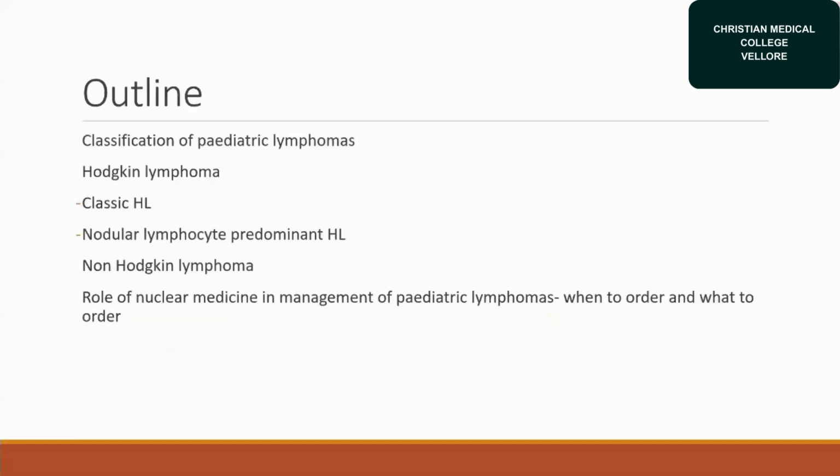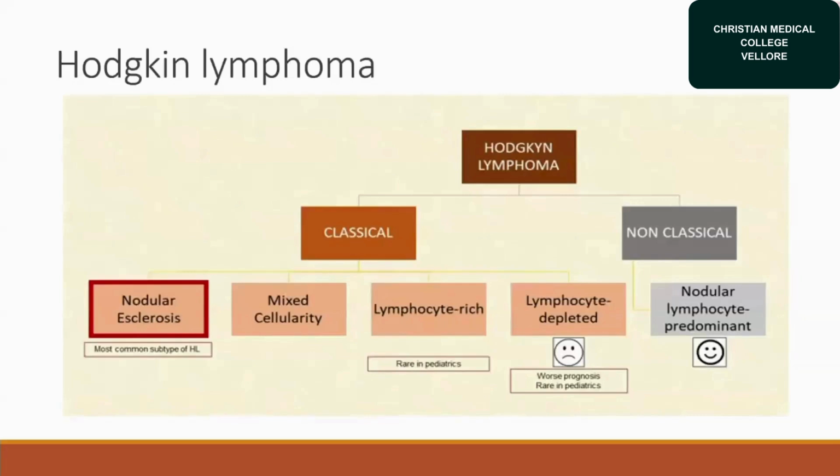So in this presentation, we'd be mainly looking at the classification of pediatric lymphomas, and we'll be focusing mainly on Hodgkin and non-Hodgkin lymphoma. It'll be more of an overview. And as we go through each diagnosis, I'll be telling you what's the role of nuclear medicine in management of each of these individual conditions, when to order a PET-CT, and what to order.